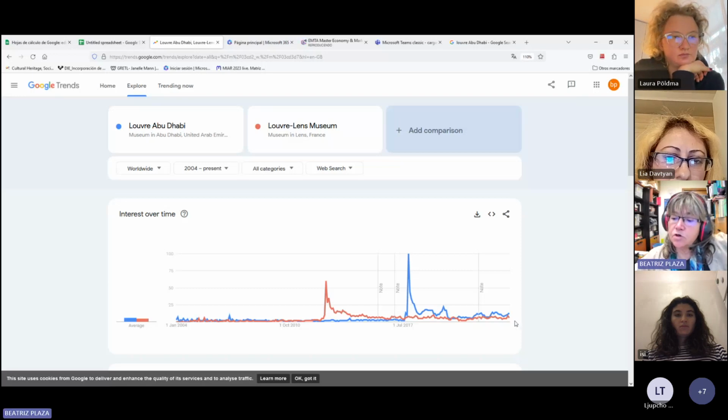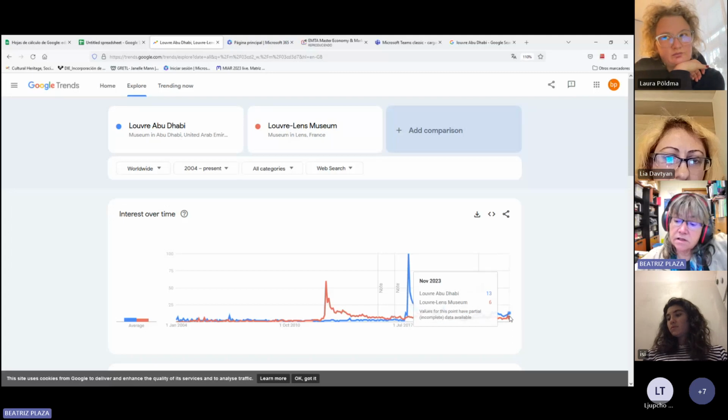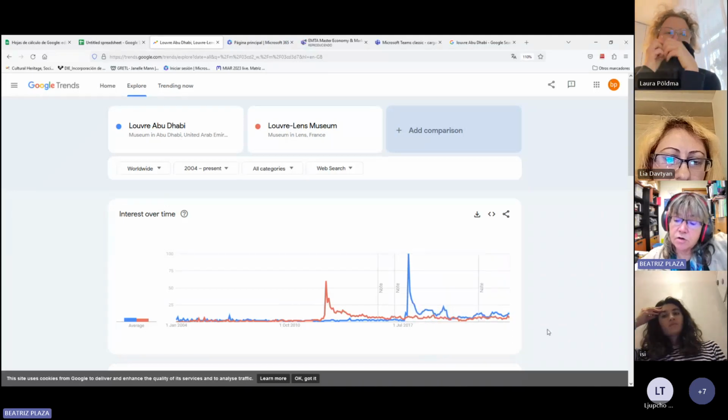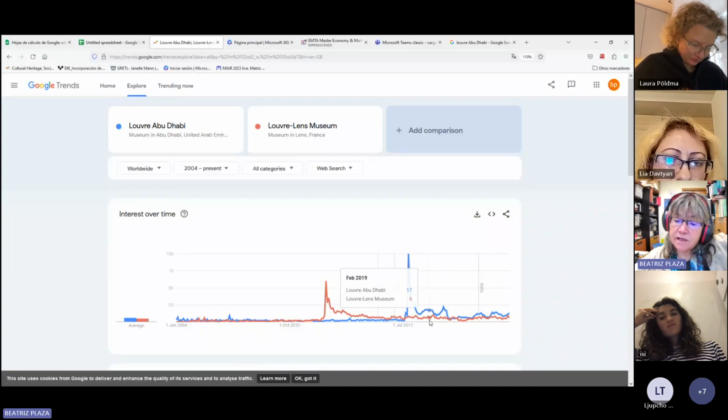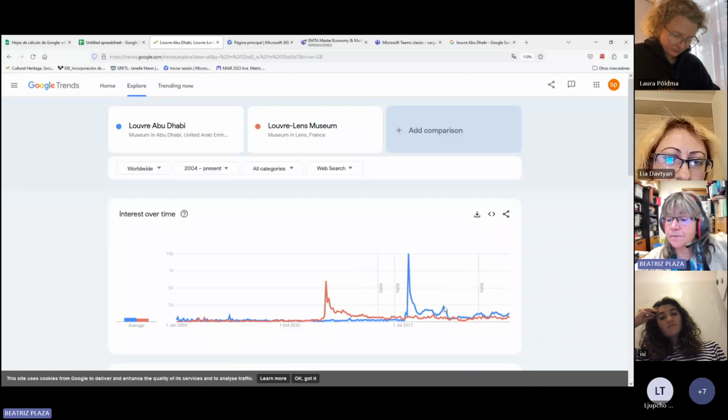The Louvre Abu Dhabi is more seasonal, and it is normal that it is more seasonal because of the summer times. So in summertime, maybe heat is a problem. So this is why probably the minimums are very low, whereas the maximums are quite attractive here.